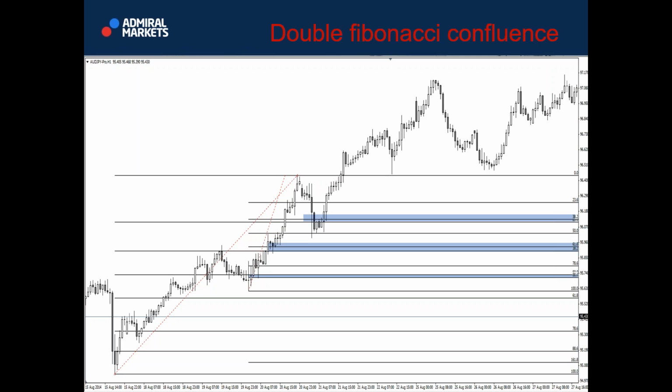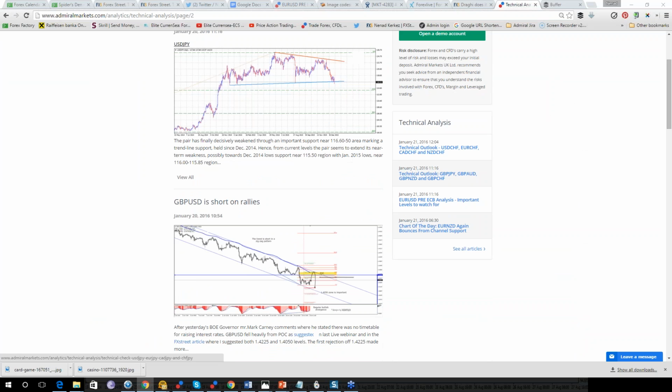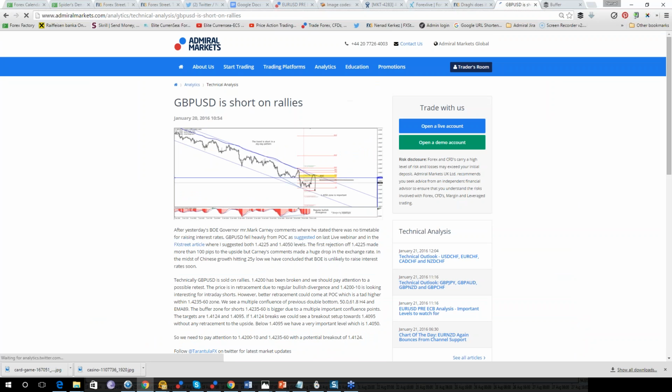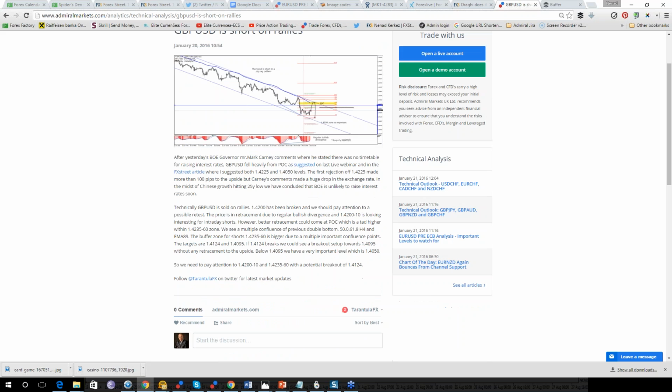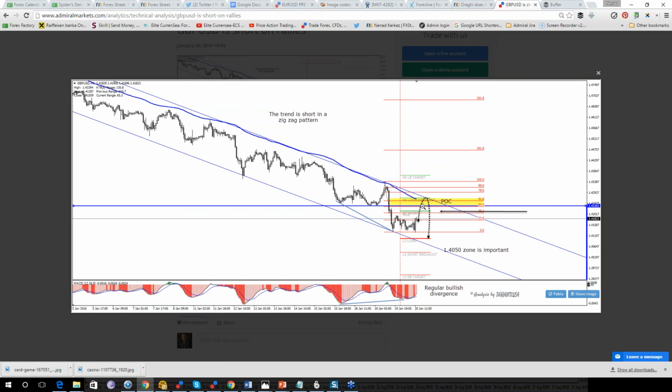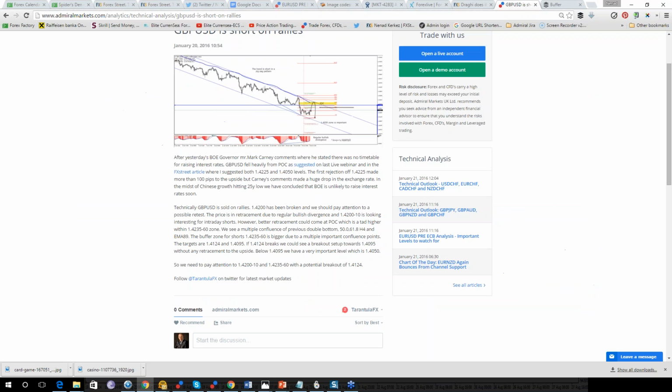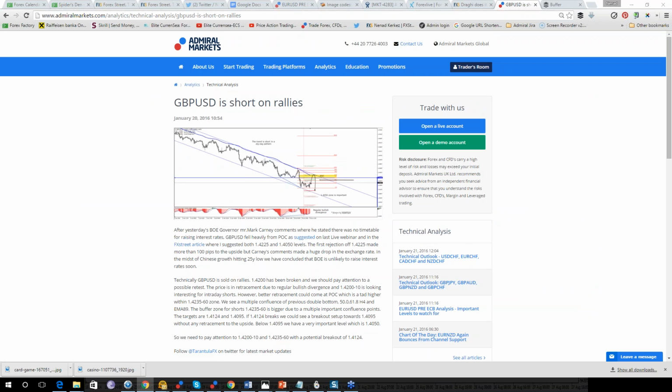For example, I will show you the GBP/USD analysis which I did yesterday. You see it here, very clear, very straightforward. POC is here, also here. So these are POCs. Price came to this POC and rejected. This was another POC. So those are spots where the reaction is expected. So that is POC, point of confluence.